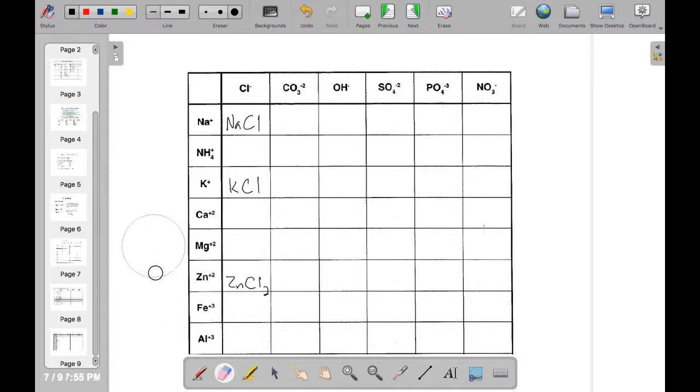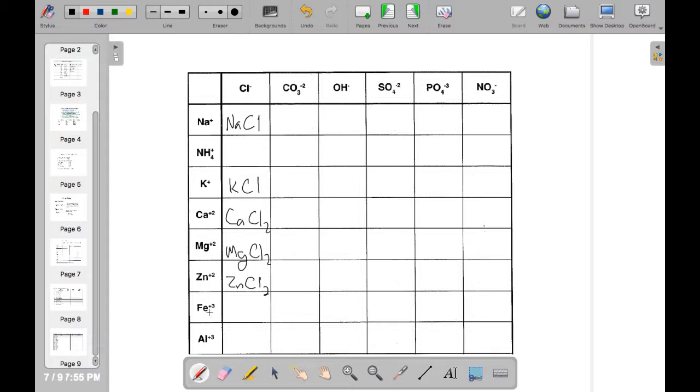Yet again, that seems moderately straightforward. And now I know if I ever have a plus 2 here and a minus 1, I could just do the same thing. So here's calcium, 1 calcium. I'm going to need 2 chlorides. I'll add that in. We have magnesium, 2 chlorides. This goes pretty fast once you figure that out.